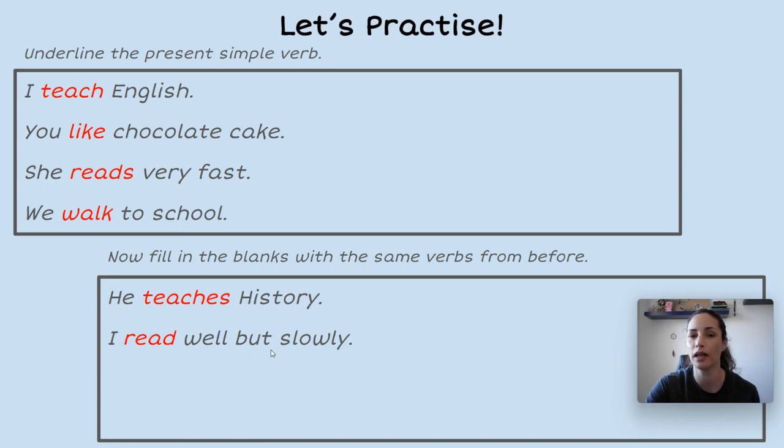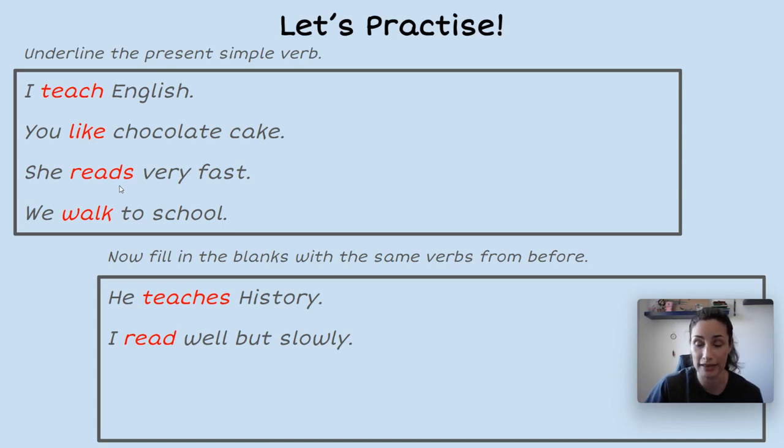I read well but slowly. And this has been the opposite, right? Here we haven't had to add anything. We've actually had to take it away. Because if you knew that you had to add S to the verb, some of you might have just put reads. And if you did, even though it's not grammatically correct, at least you've got the gist. You've got that comprehension. You're understanding English, which is good.